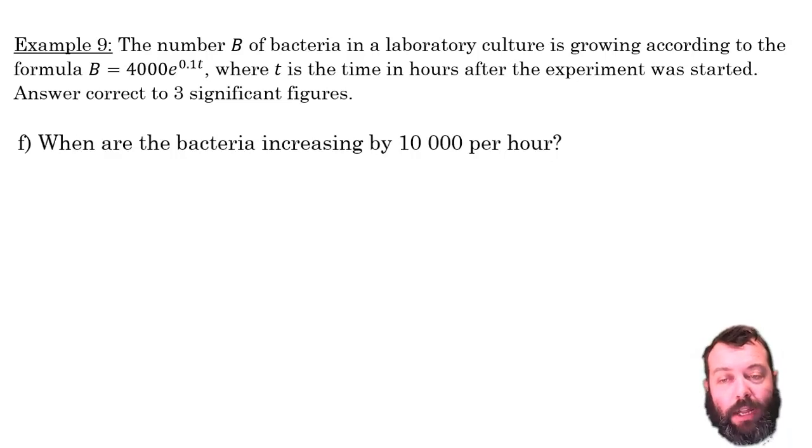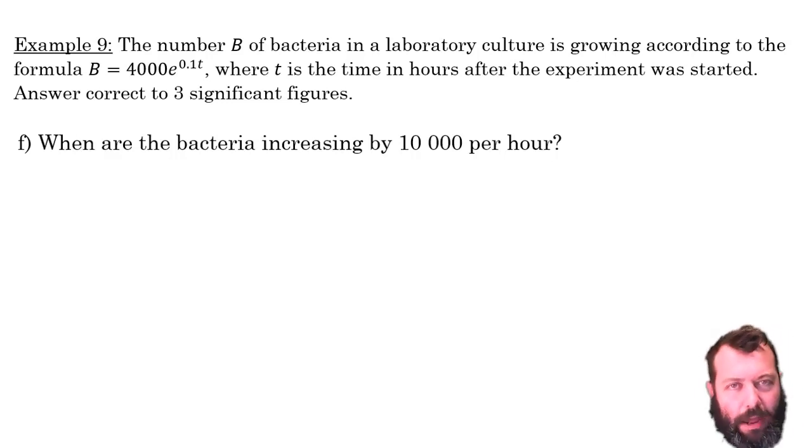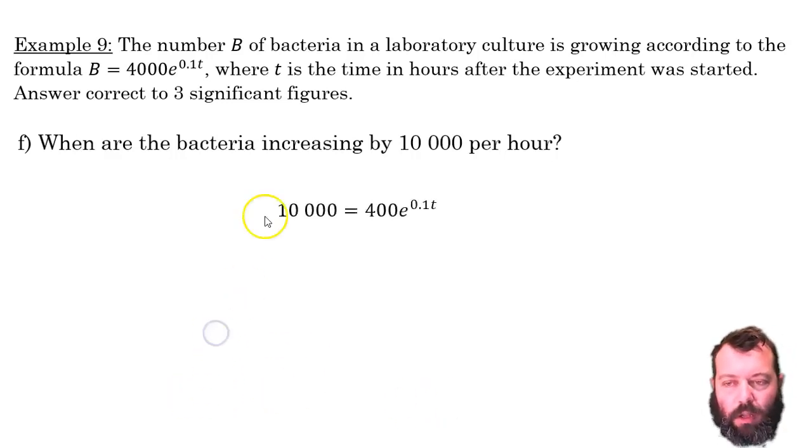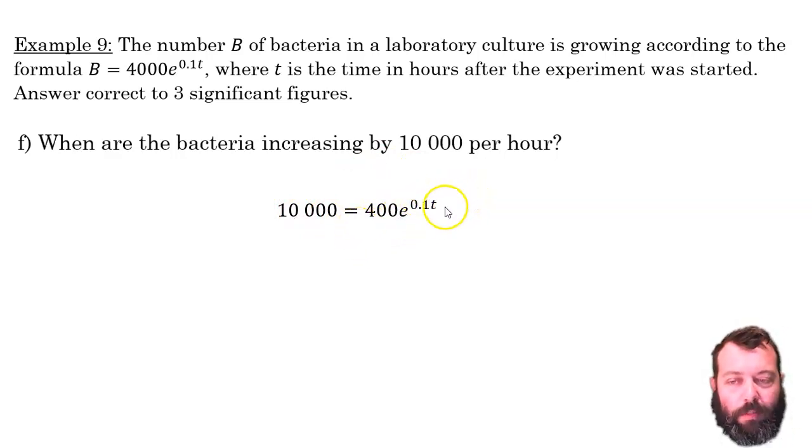When are the bacteria increasing by 10,000 per hour? Now, I don't want after how long has there been an average increase. I want an instantaneous increase. So dB/dt equals 10,000. Remembering that dB/dt was 0.1 times 4,000 e^(0.1t) from a previous question, or 400 e^(0.1t). Now I want that to be equal to 10,000.